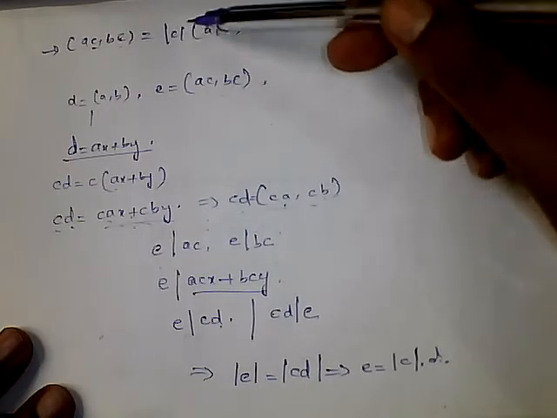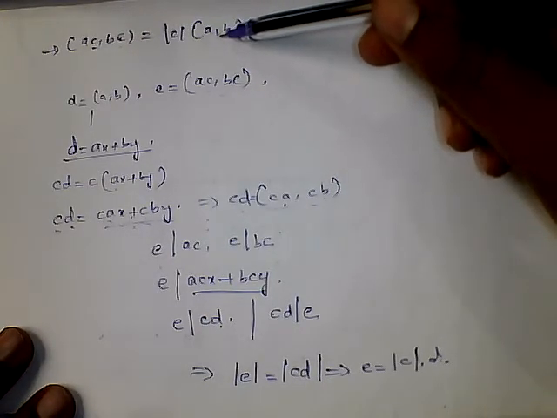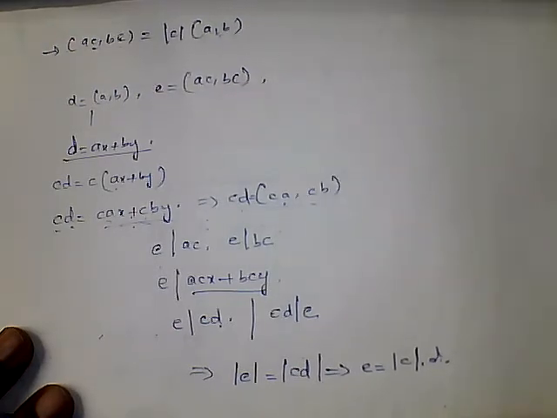We got this one, right? Mod of C and the GCD of A comma B is a D. That's it.